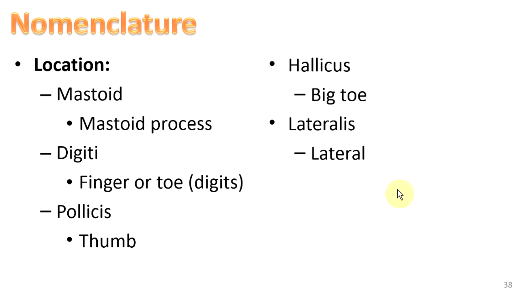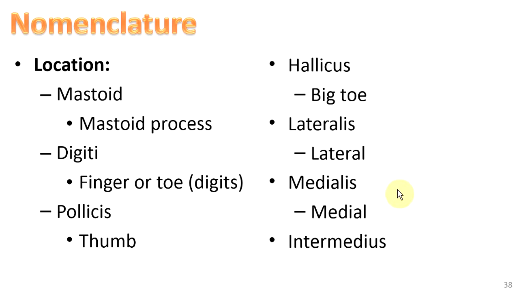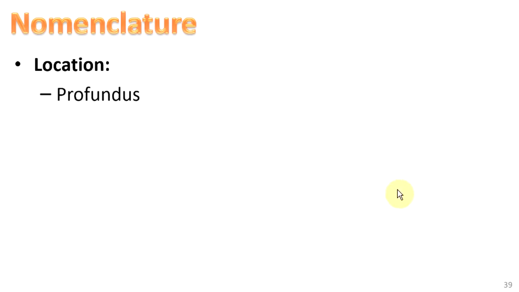Lateralis means that it's more lateral. Medialis means that it's more medial. And intermedius means that it's in the middle. Okay, so we'll talk about the quadriceps group, and we'll talk about every single one of those terms. Profundus means deep. Superficialis means superficial.